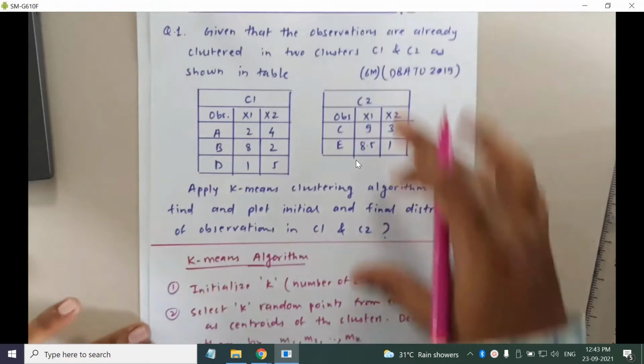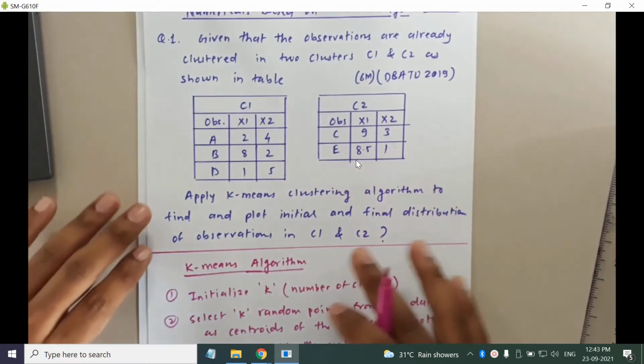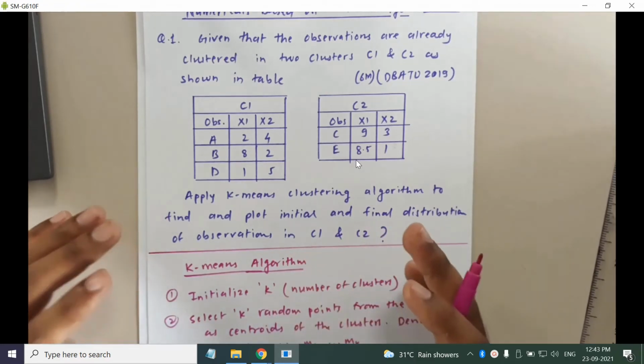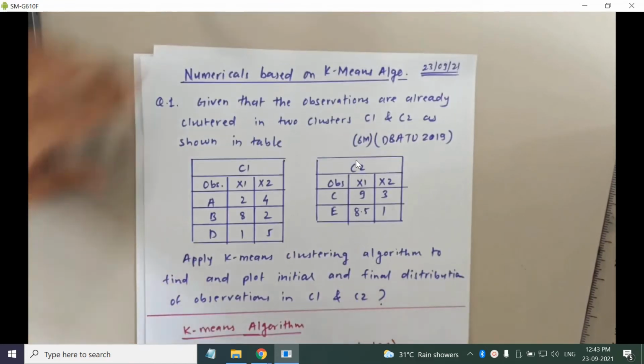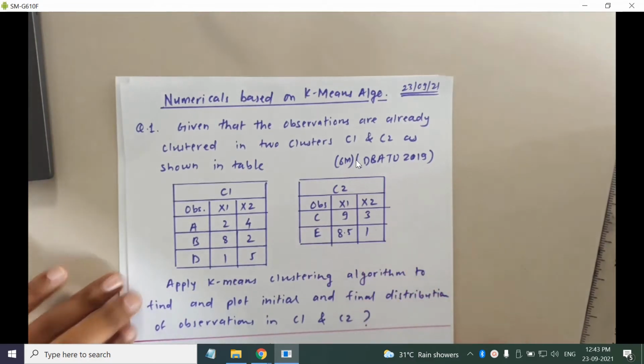So this is our algorithm, and we will be applying this algorithm on this example, and then you will have a better idea about k-means clustering, how clusters are formed and how the data points are grouped. Okay, so now what is the question? This is a question for 6 marks from the 2019 paper.